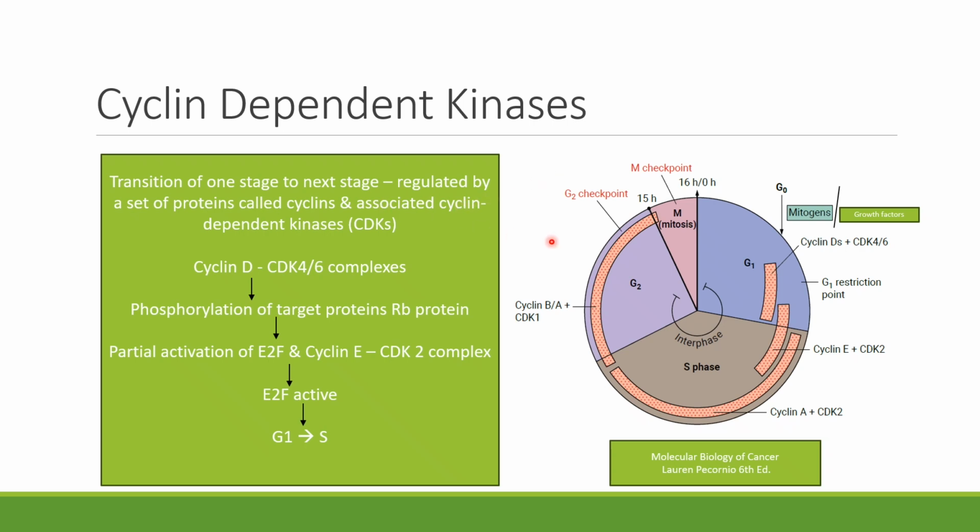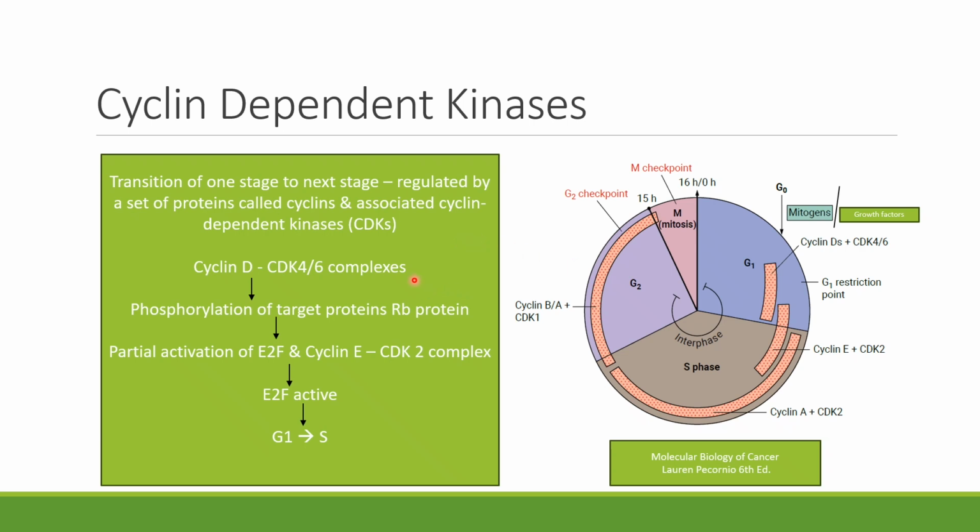So let's discuss what is cell cycle. So cell cycle consists of 16 hours, and among 16 hours only 1 hour is taken for mitosis. So it starts from G1, S phase, G2 phase and M phase. So the transition of one stage to the next stage is regulated by a set of proteins called cyclins and their associated cyclin dependent kinases.